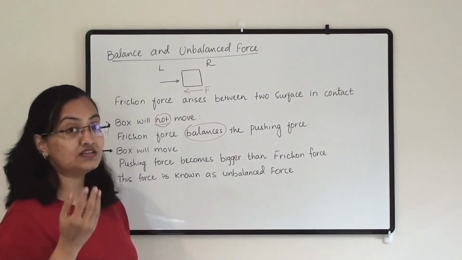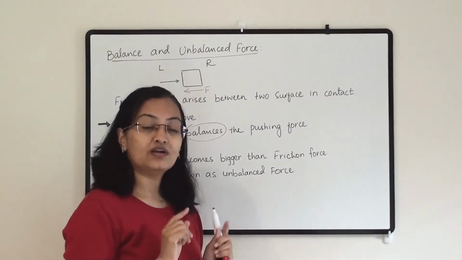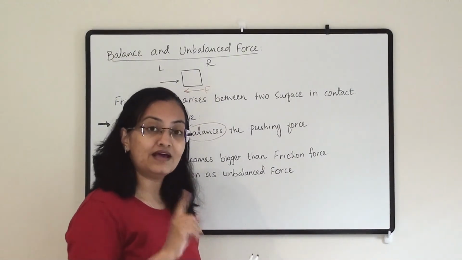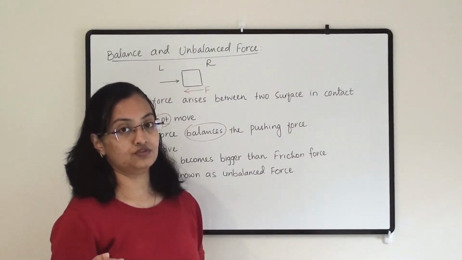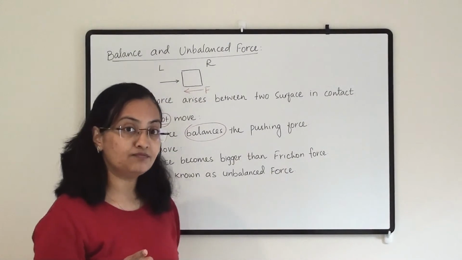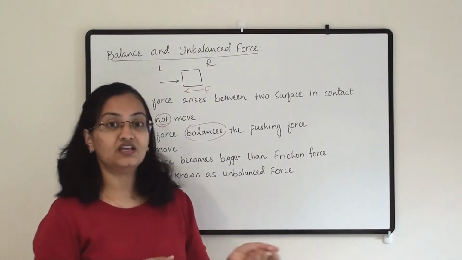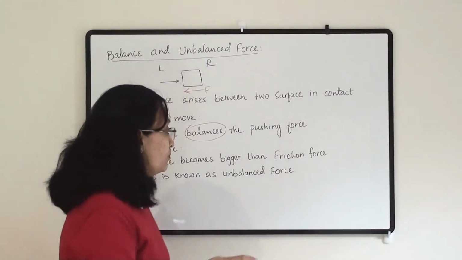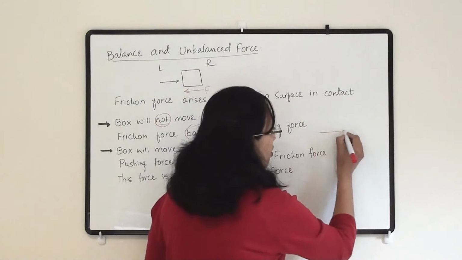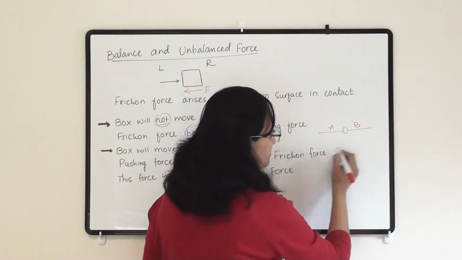So what is the reason why I cannot move the box? Because whatever force I am applying, that force is balanced by the friction force. And why is it balanced by the friction force? If you want to understand balance, imagine a situation in a tug of war, right? A team and B team will be in opposite directions, like this. Here it is A team and here it is B team.